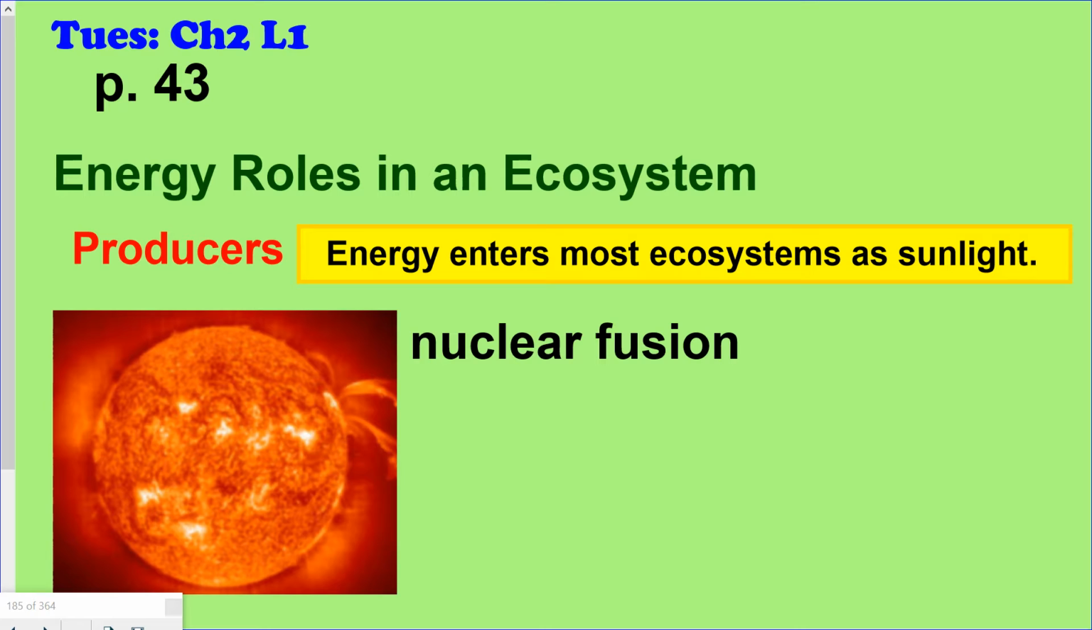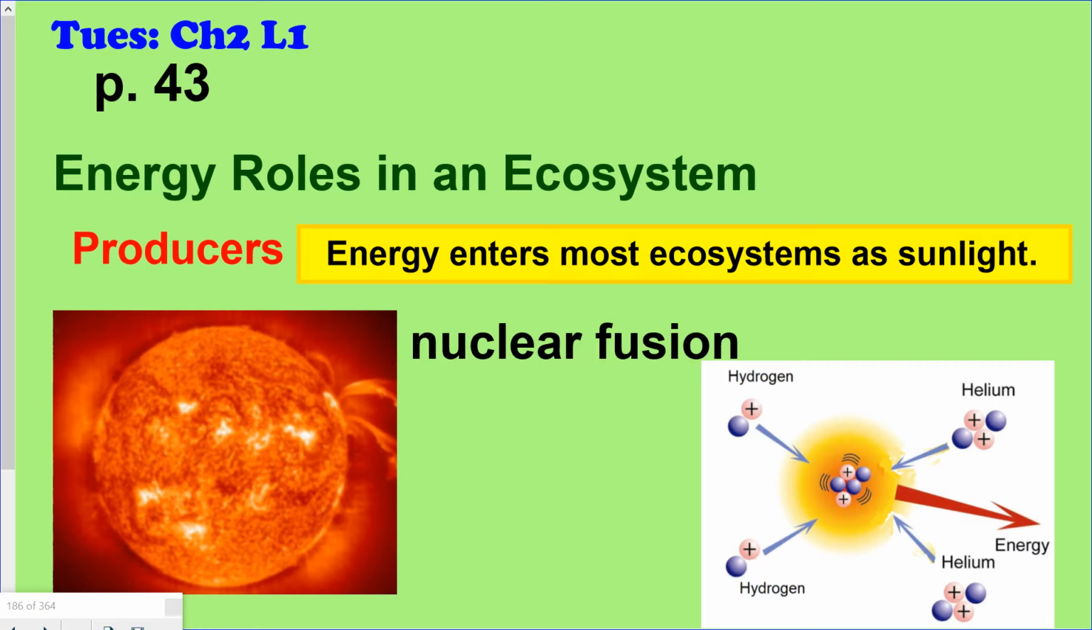The sun has just the opposite. It's not splitting atoms apart. It is forcing atoms together. So the sun is made up of hydrogen and helium, and it forces those together to create a new compound. And when that happens, when these atoms are forced together, there are huge explosions.